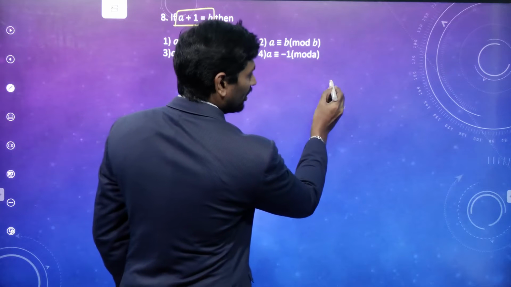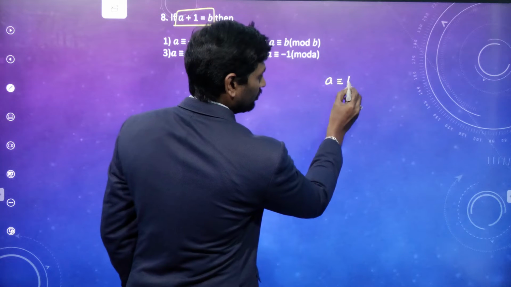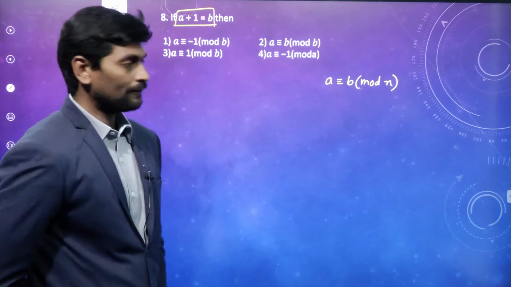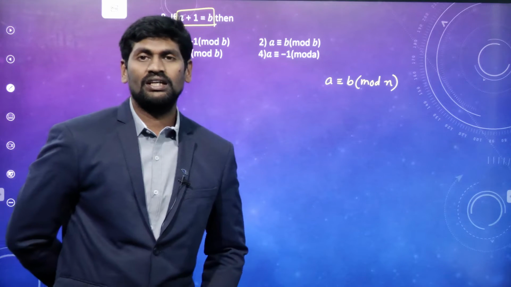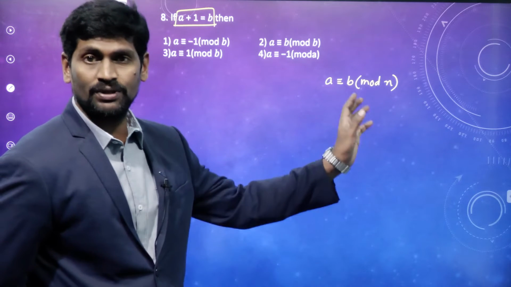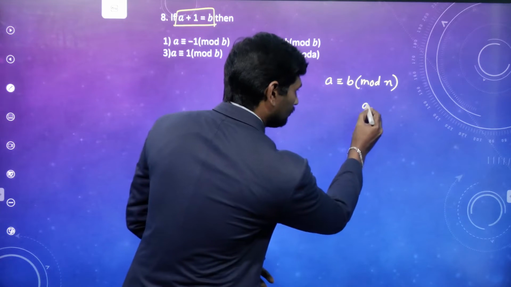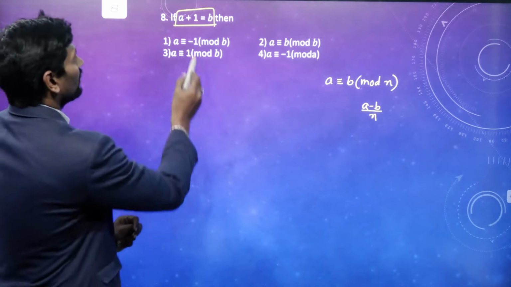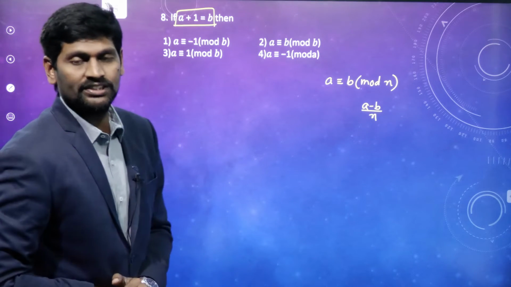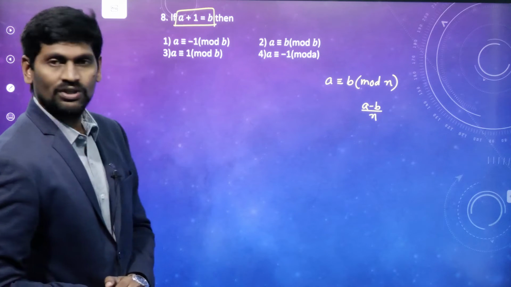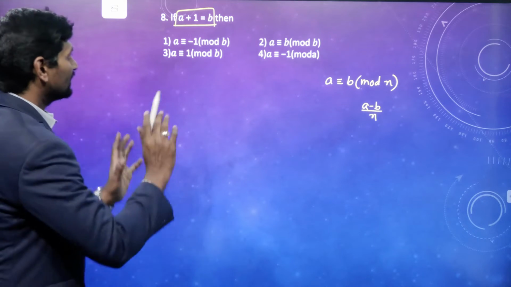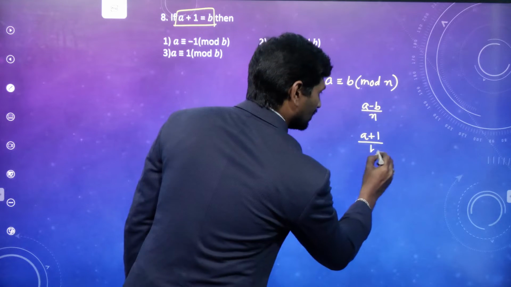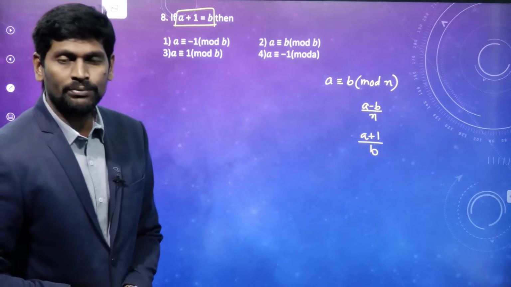But what is the congruence rule? If a is congruent to b modulo n, then a minus b is divisible by n. Am I right? Now see here, a plus 1 equals b. That is nothing but a plus 1 is divisible by b or not?